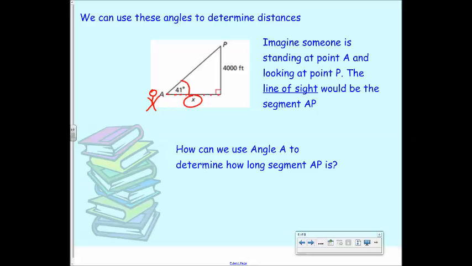What's the relationship between angle A and this side? Opposite. What's the relationship between angle A and this side? Adjacent. So what measure can I use then? Tan. So it would be tan of what? 41. And 4,000. Tan 41 equals 4,000 over x, because that's the one I'm looking for.